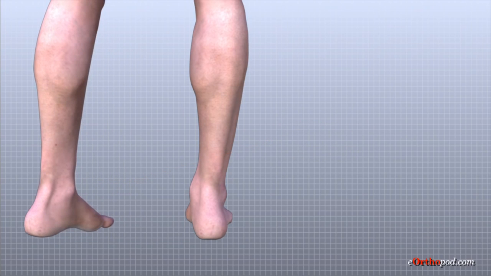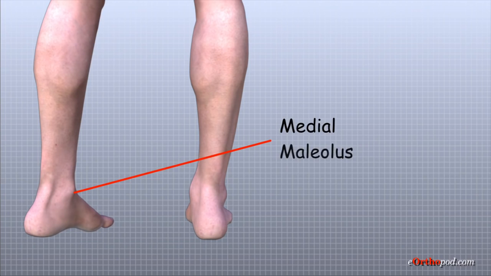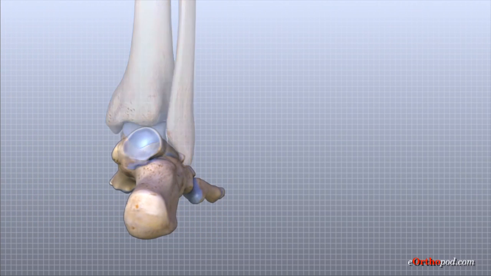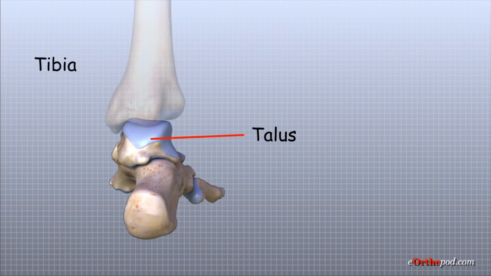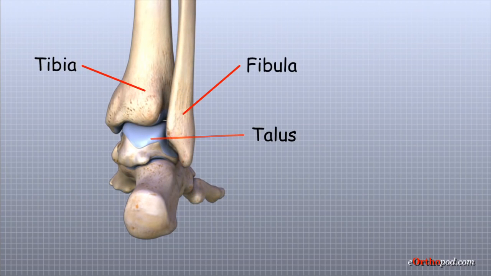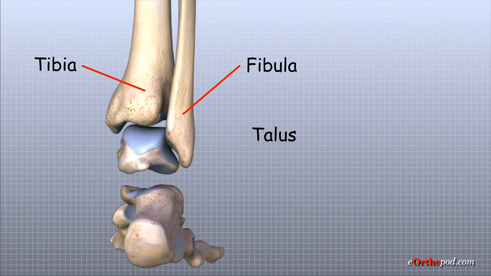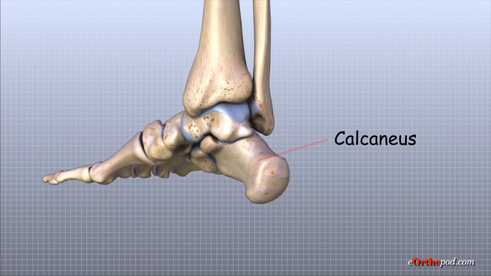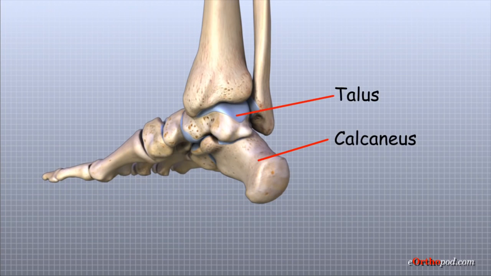The inside of the ankle is referred to as the medial side. The bony bump on the medial side is called the medial malleolus. The ankle joint is formed by the connection of three bones: the talus, the tibia, and the fibula. The top of the talus fits inside a socket that is formed by the lower ends of the tibia and the fibula. The bottom of the talus sits on the calcaneus, the bone that makes up the heel.